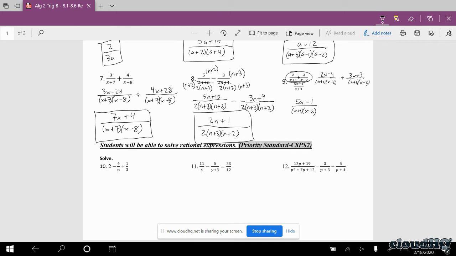And then it was a division problem. So instead of dividing, I'm going to multiply by the reciprocal of this fraction. So times x plus 1 over 5x minus 1. 5x minus 1's cancel. X plus 1's cancel. I don't have anything in the numerator, so it's a 1.